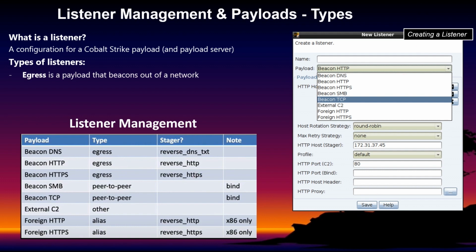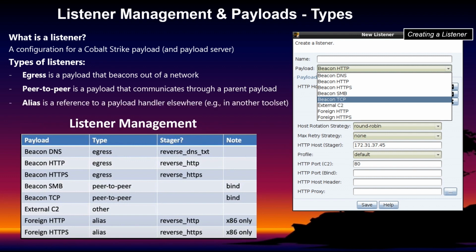The second type is peer-to-peer. It's a payload that communicates through a parent payload. So it's self-explanatory, peer-to-peer. We are connecting to another beacon session. We have two different payloads that we can use for peer-to-peer communication: SMB and TCP. Okay, we'll explain all of this in the next slides one by one.